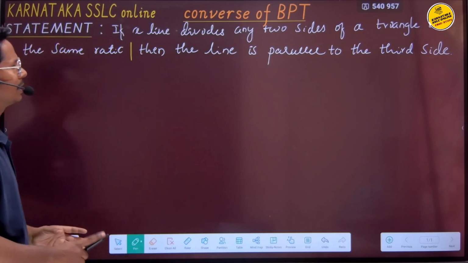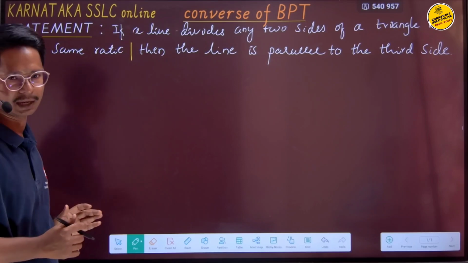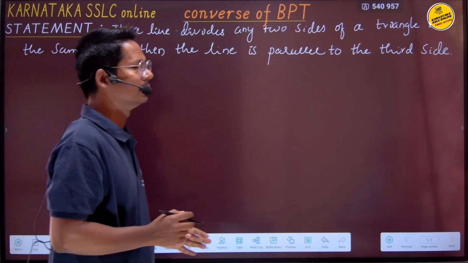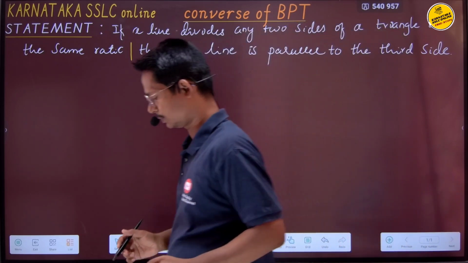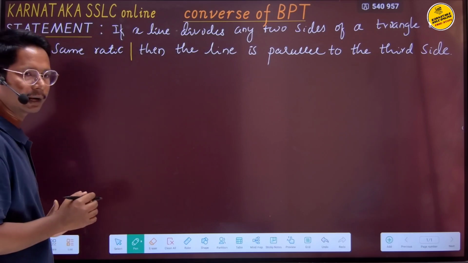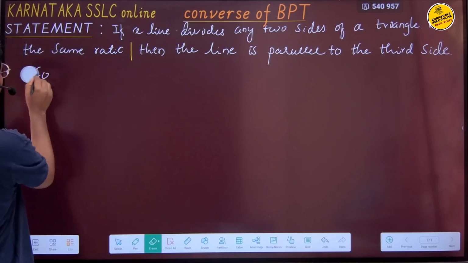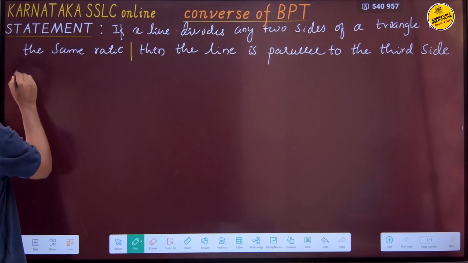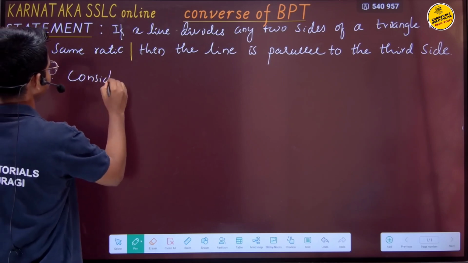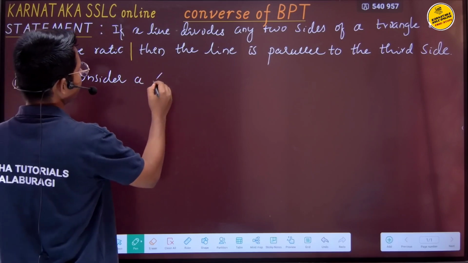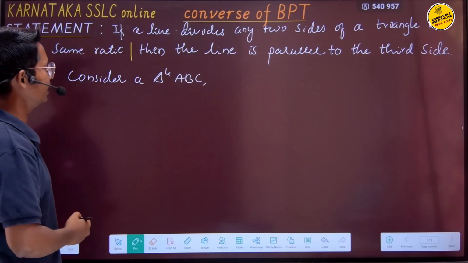So we will consider a triangle, and also we will write the given thing, I mean the ratios are equal. Then we try to prove the line is parallel to the third side by the indirect method. So first we'll consider a triangle. Proof: consider triangle ABC.